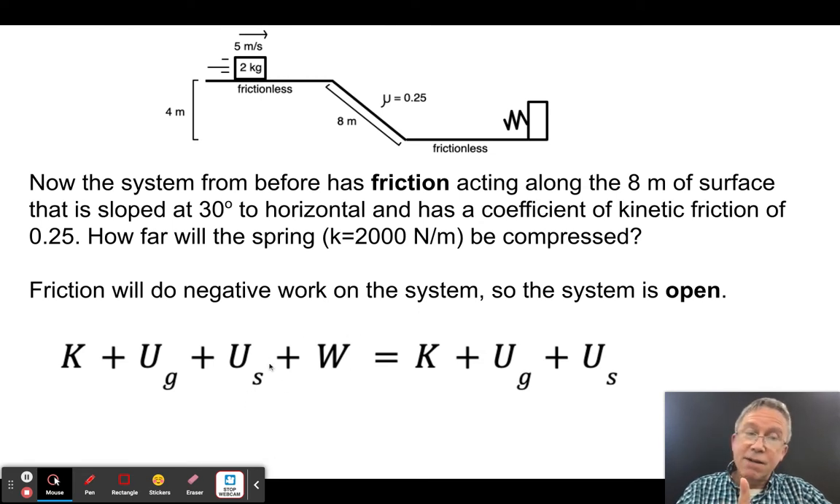In this case, I'm doing negative work. So I'm adding negative work, which is going to equal K, which is going to be 0, plus UG, which is going to be 0, because I'm going to define the bottom of this as being 0 potential energy, plus US. And the spring potential energy, as I said, should be less than what it was before. Before we compressed this spring 0.32 meters, it should be less than that because we've lost some energy to friction. Let's see what happens here.